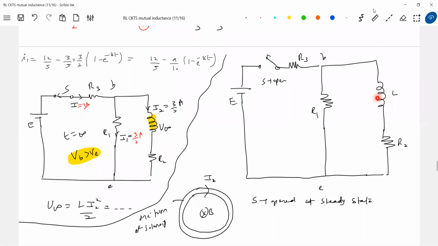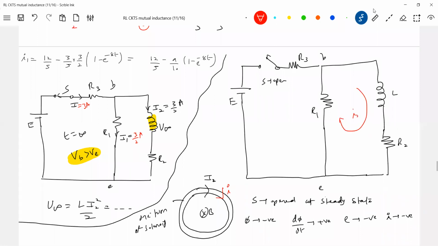Then from Faraday's law, what is the flux? Flux is negative. Negative flux decreases. d phi by dt will be positive. EMF induced negative. So how should the induced current flow now? The induced current should flow clockwise. So in what direction should I put the induced current? Is that okay, all of you? How it should flow? In the direction of the steady state current. So therefore, the induced current will flow like this.